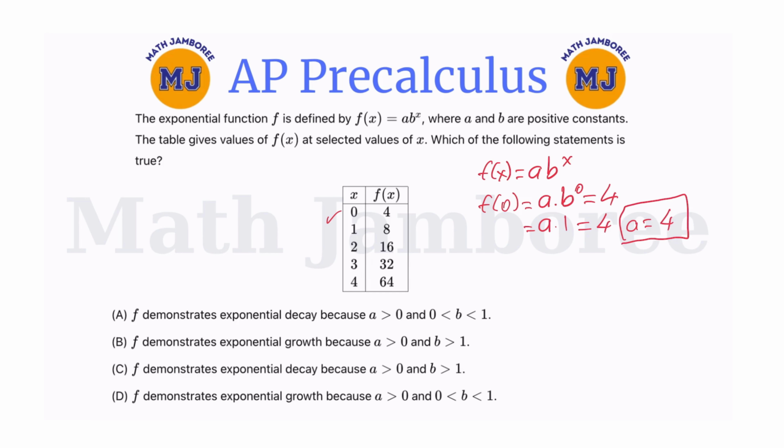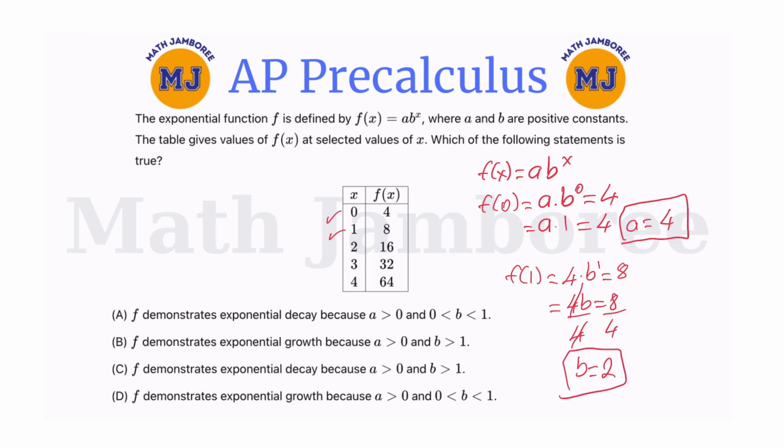For the value of b, I'm going to use the second data point. We will substitute 1 for x in this case. We know the value of a, so I will put 4 times b to the power of 1 equals 8. If 4b is 8, then to get the value of b, we will divide both sides by 4, and b is 2.